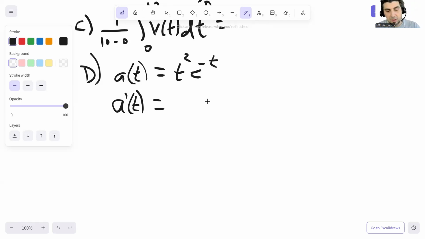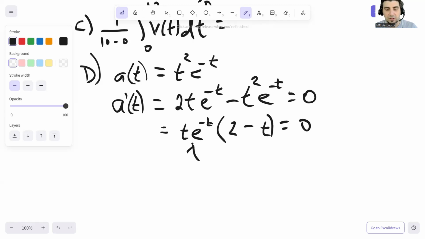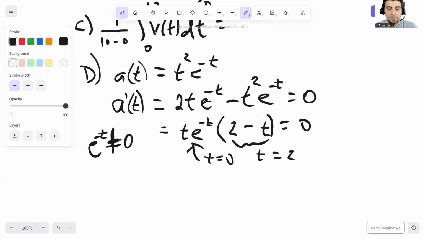So the derivative is, we've got to use a product rule. So 2t e to the negative t minus t squared e to the negative t. The derivative of e to the negative t is negative e to the negative t. We could actually solve that for 0 using Desmos, or because you have factors of t here, you could factor out a t e to the negative t, and you would have 2 minus t equals 0. So this factor is equal to 0 when t is 0, and this factor is equal to 0 when t equals 2. And e to the negative t is never equal to 0.